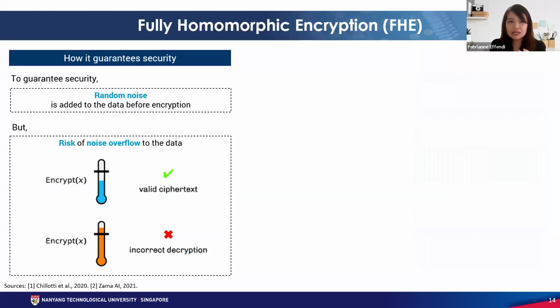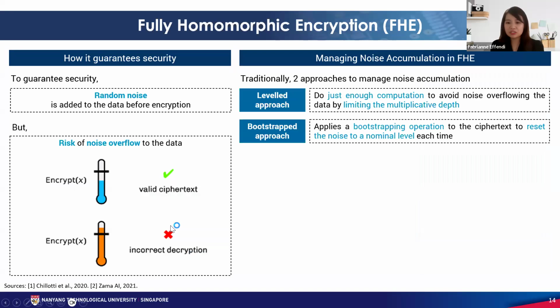So now I'll be explaining some technicalities of FHE. To guarantee security in FHE, random noise is added to the data before encryption. But this means that every time an operation is performed, there is a risk that this additional noise may overflow into the data, and then it will result in incorrect decryption. So in FHE, we have two main approaches to deal with this. The first approach is the level approach. Schemes such as BGV and CKKS try to do just enough computation to avoid noise overflowing the data.